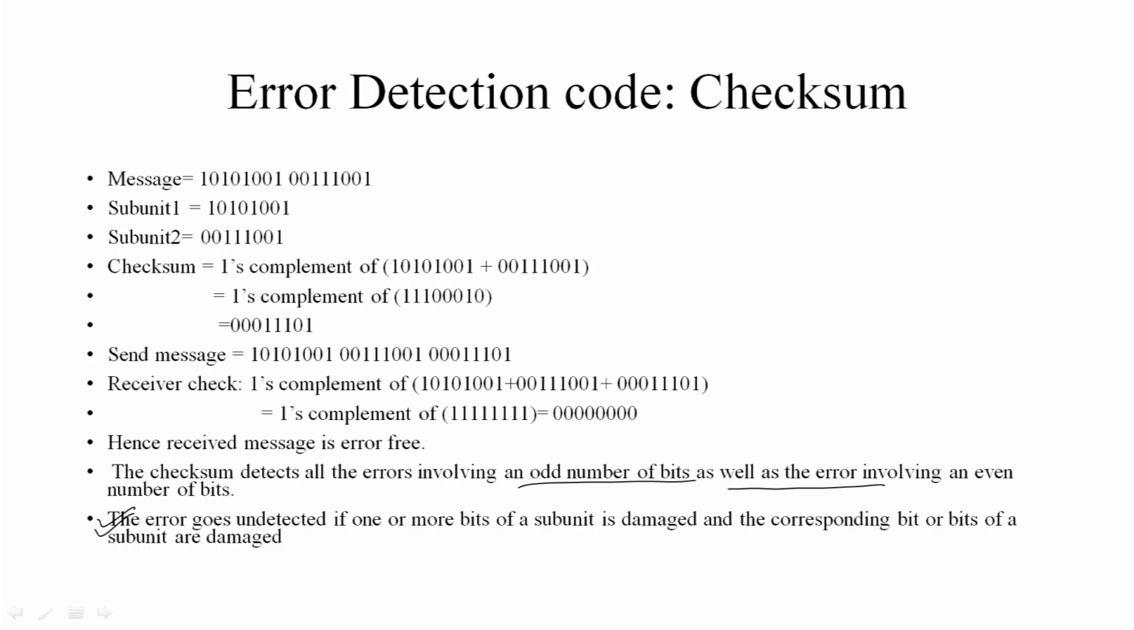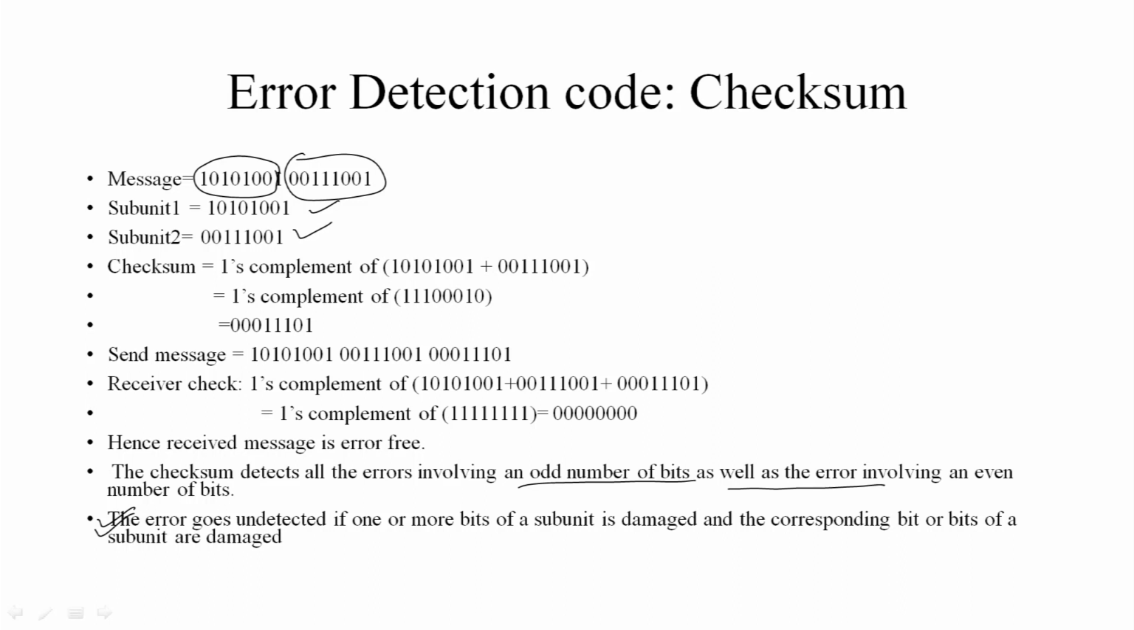This is another example. Suppose the message is this. So this message contains two chunks, each a group of 8 bits. This is one chunk and this is another chunk. So this means this is subunit first, this is subunit second.